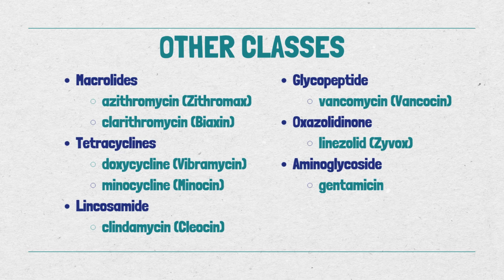And then these are some other classes. So some of these medications, there are other medications in this class, but for your purposes, this is what you need to know. We have our macrolides, and that's azithromycin or Zithromax. That's also what a Z-Pak is. Then we have clarithromycin or Biaxin. Then we have our tetracyclines. We have doxycycline or Vibramycin and minocycline or Minocin. Then we have our lincosamide antibiotic, clindamycin or Cleocin.